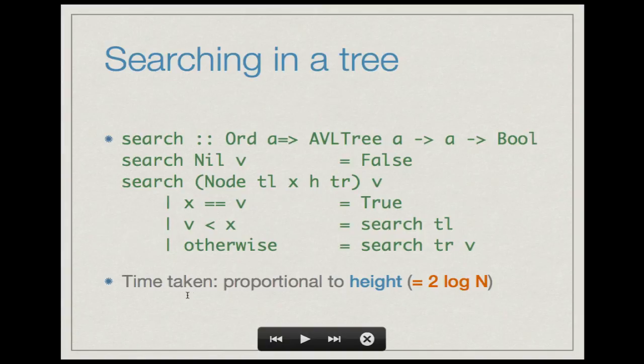And the time taken is proportional to the height of the tree. But now we have proved that in a height balanced tree, the height is twice log n, where n is the size of the tree. So therefore, search takes order log n time.